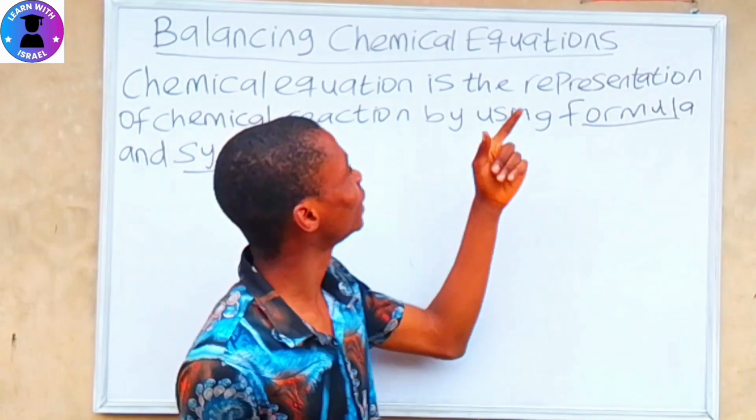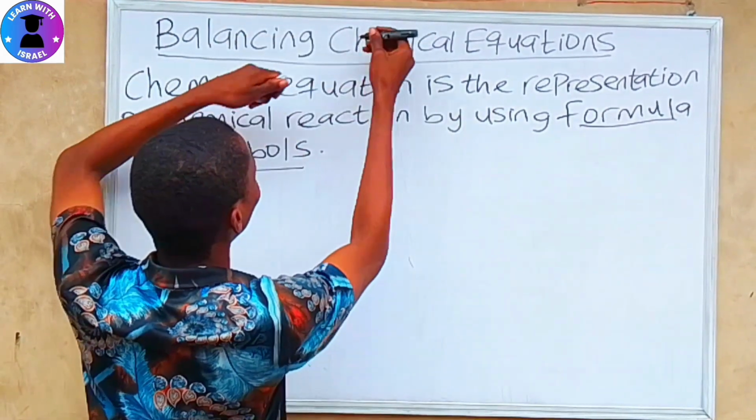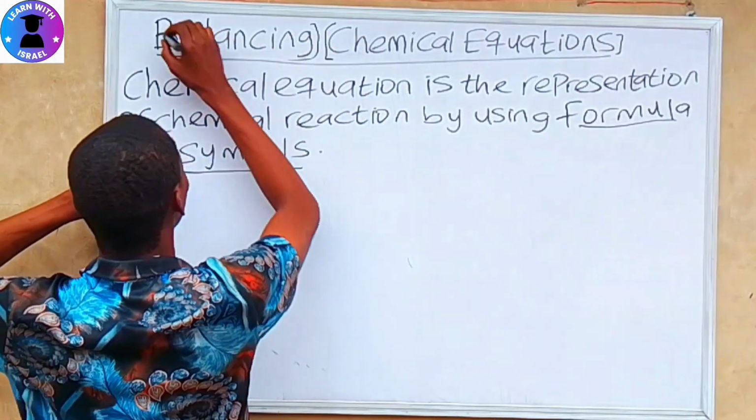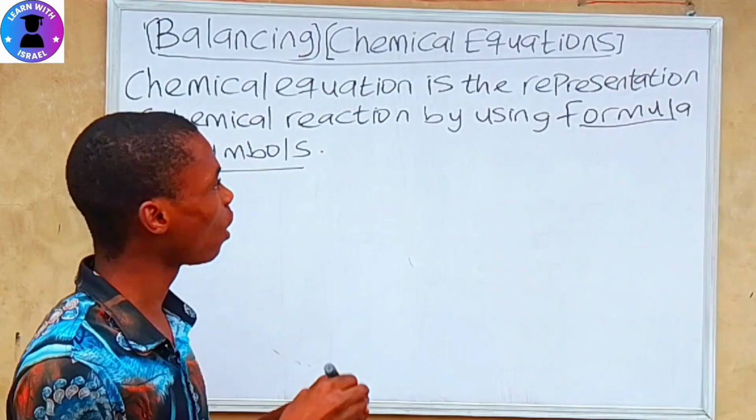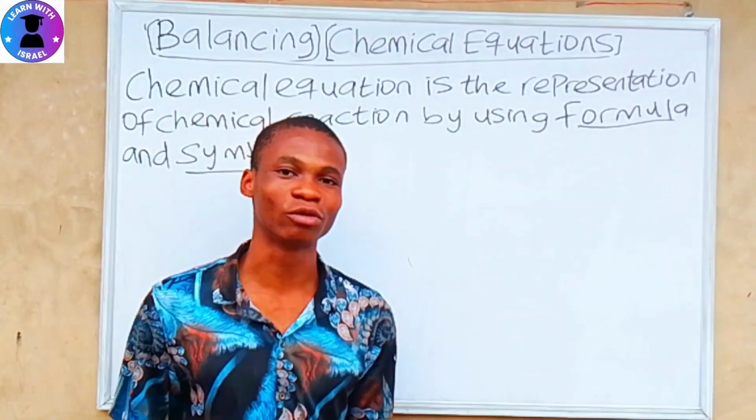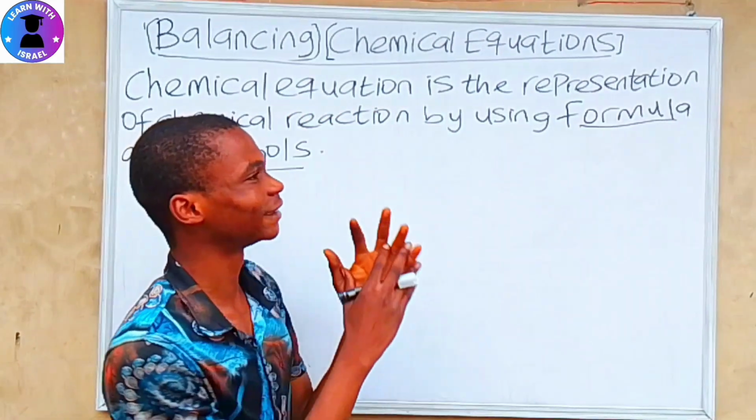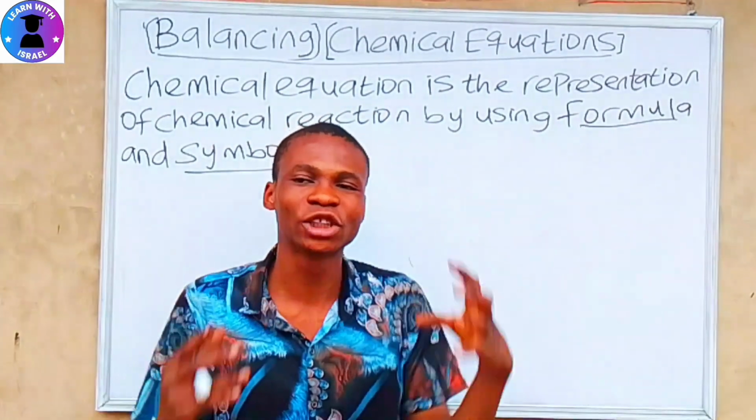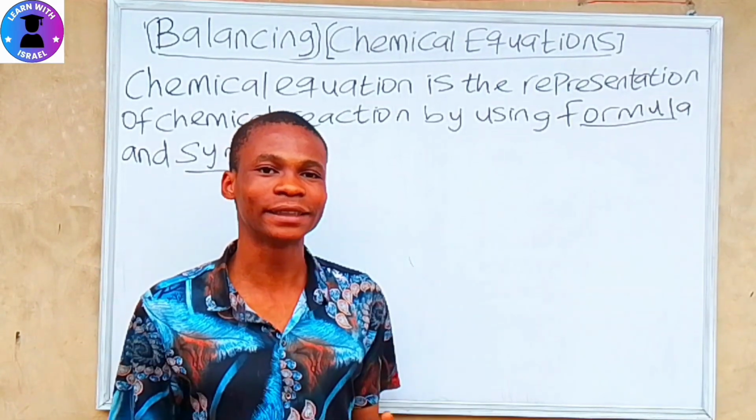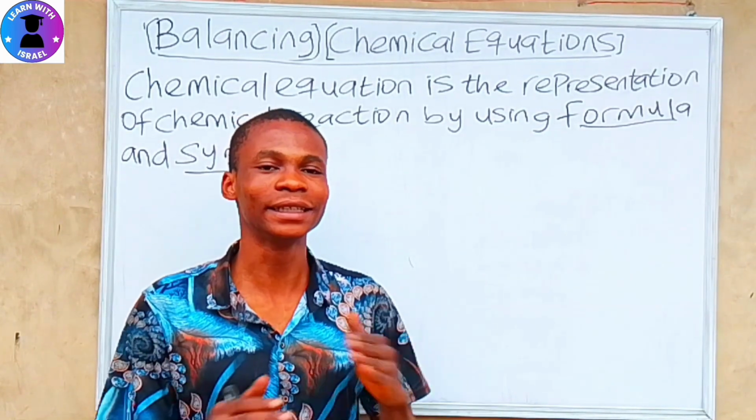So guys, let's dive into the next one, which is balancing. We know the chemical equation now, so the next thing is balancing. The topic is balancing chemical equations. We know the meaning of chemical equation, so what is balancing? Balancing means to ensure that the number of atoms for each element in the chemical equation is balanced, is the same.